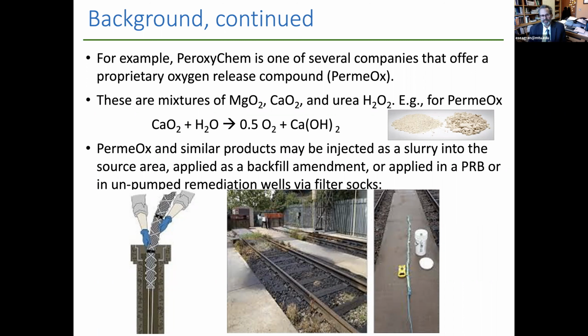But these proprietary materials are usually some kind of a mixture with magnesium peroxide or calcium peroxide or urea hydrogen peroxide that will release oxygen into the subsurface. And usually they've been formulated in such a way that they will release it in a kind of controlled, slow way. So here I show the reaction for calcium peroxide reacting with water and releasing half a mole of oxygen for every mole of calcium peroxide.